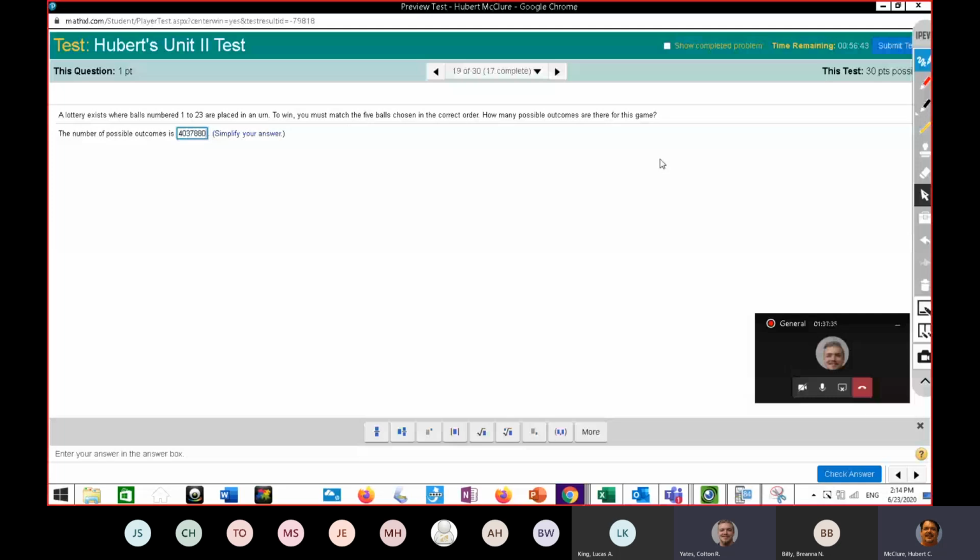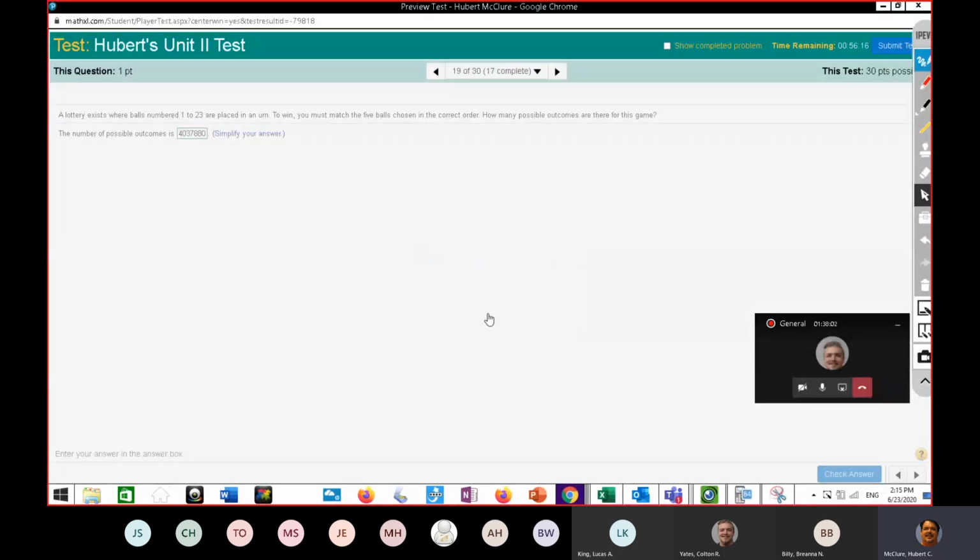Yes. Okay. Now notice this question. To win, you must match the 5 balls chosen in the correct order. Doesn't say you have to buy a ticket. How many possible outcomes? That's different from the probability. Probability is you buy a ticket. This is possible outcomes. So we should get that right now that we caught that. Make a note because this is a standardized test question versus that first question we did where you buy a ticket. So you need to make a note of those 2 questions.